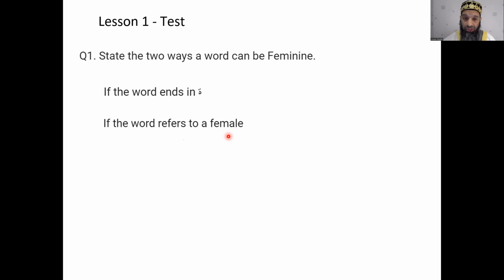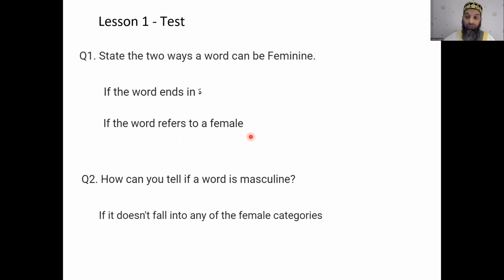So these are multiple choice answers. I put some confusing answers there, just a bit of fun. Here are the two answers. How can you tell if a word is masculine? The answer is if it doesn't fall into the female category. So if it's not one of the described female ways, then assume it to be masculine.